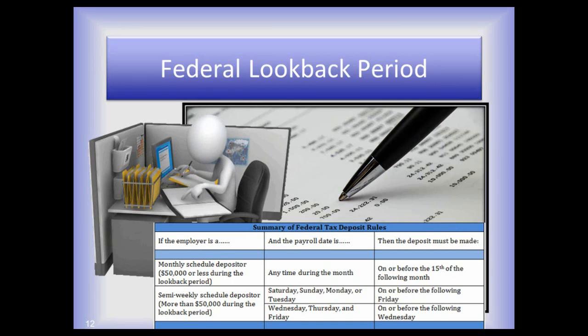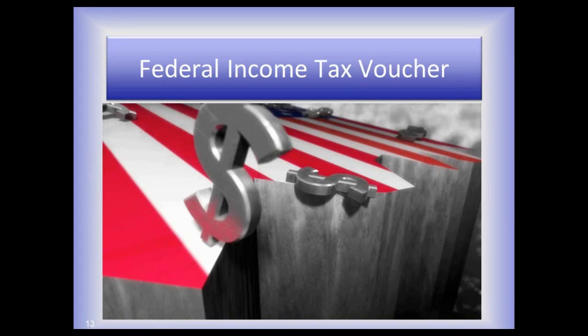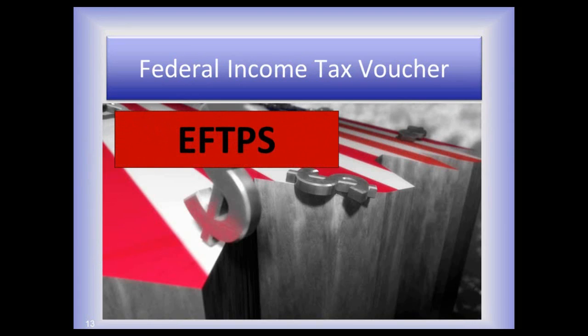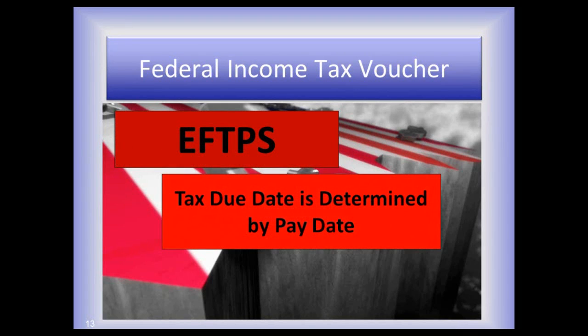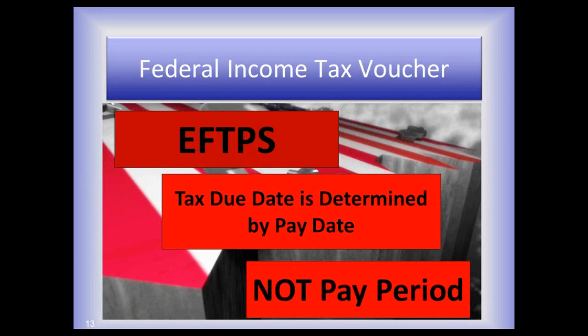Accuracy of deposits rule. An employer who inadvertently underdeposits will not be penalized if the shortfall does not exceed $100 or 2% of the amount of employment taxes required to be deposited. Deposit on banking days only. If a deposit is required to be made on a day that is not a banking day, the deposit is considered timely made if it is made by the close of the next banking day. Federal income tax voucher. The federal tax deposit is prepared and then deposited electronically through EFTPS, Electronic Federal Tax Payment System. Tax due date is determined by pay date and not by pay period.